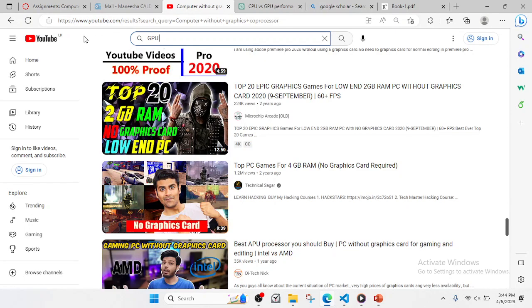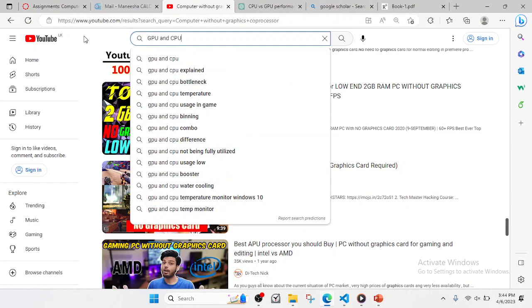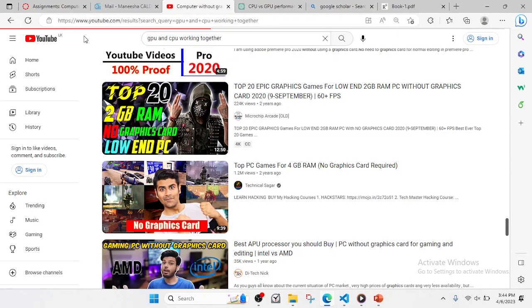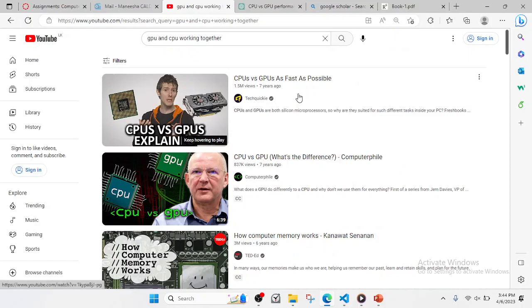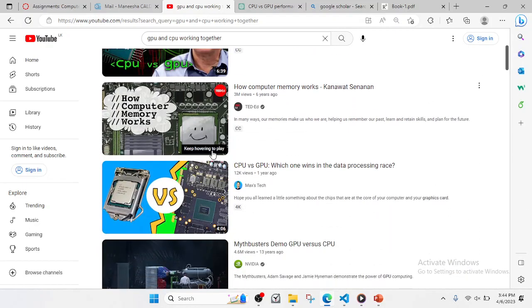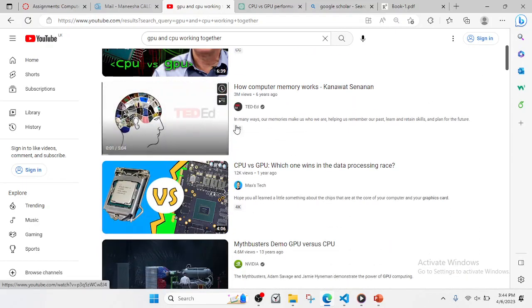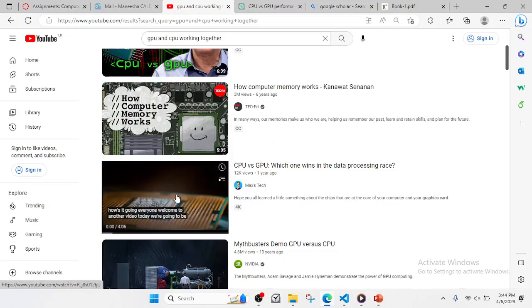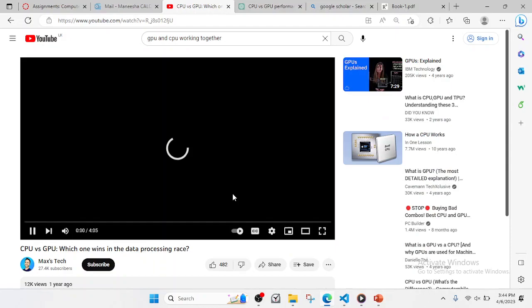GPU and CPU working together. We'll see if there is something that has some explanations in here, and we'll go for one interesting video in here. We'll see how computer memory works, GPU versus CPU. Right, we'll come to this one and we'll see what is in there.